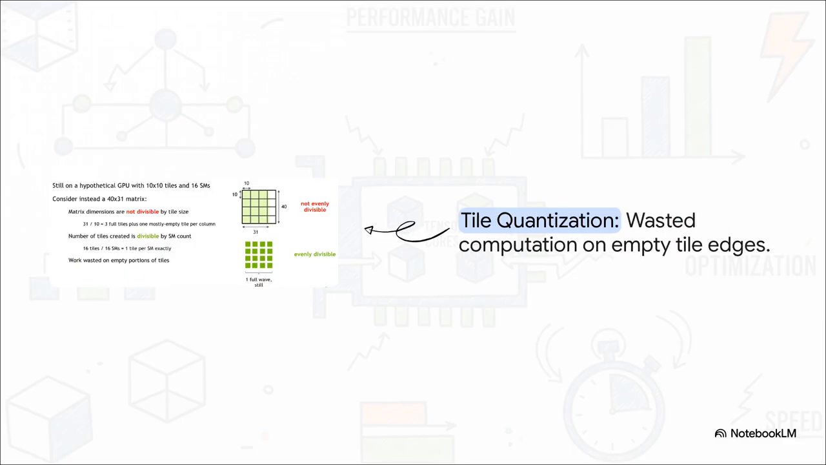But what happens if our matrix is, say, 40 by 31? Boom, we introduce our first silent killer, tile quantization. Because 31 doesn't divide evenly by 10, the hardware still creates columns of 10 by 10 tiles, but the edges are partially empty. The hardware is computing what we call wasted payload. It's executing on completely empty, useless space simply because the matrix didn't divide evenly by the tile size.